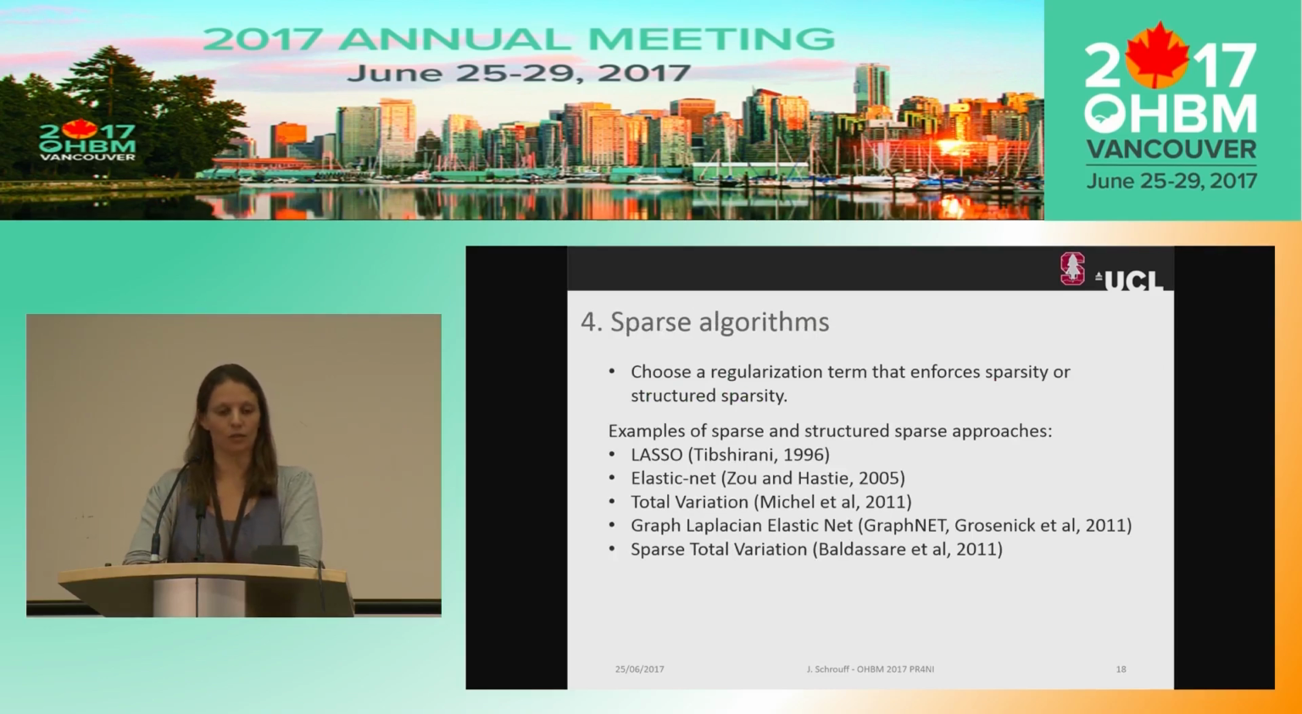And then you can actually embed that feature selection process by using a regularization term that enforces sparsity or structured sparsity within your model. There are a lot of different approaches. Probably the most well-known is the lasso by Tibshirani. It's an L1 norm on the weight vector, and that gives you very sparse maps, actually.